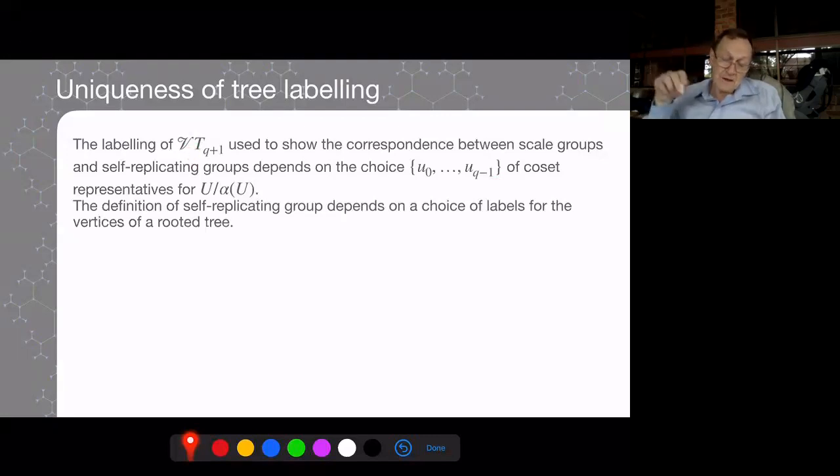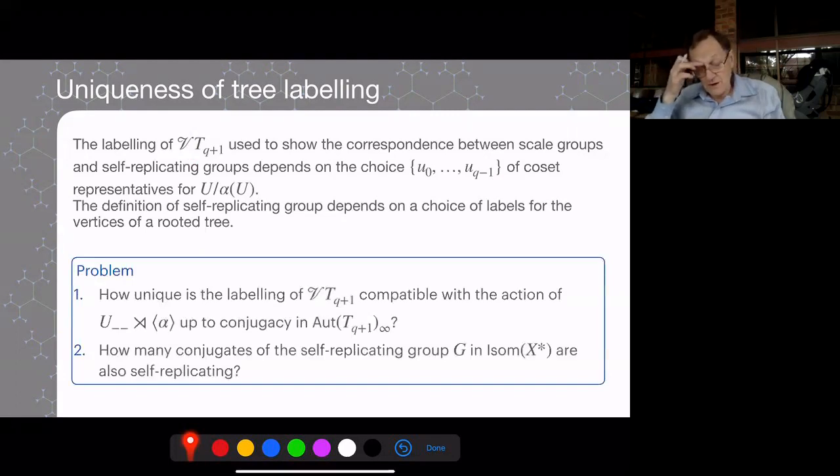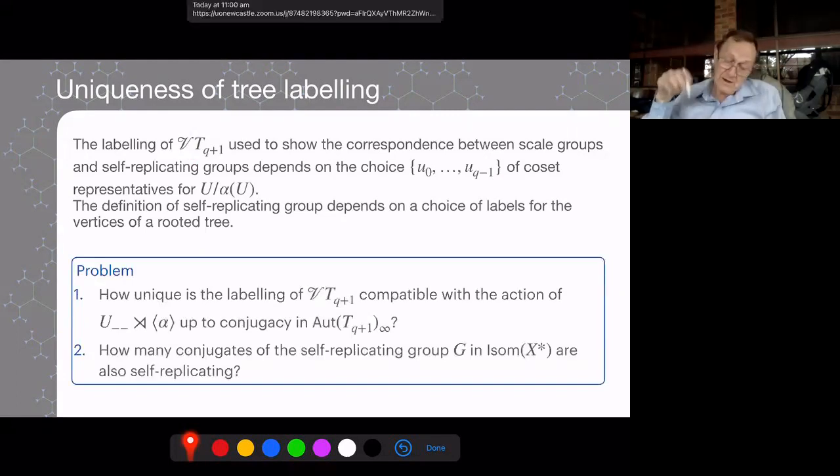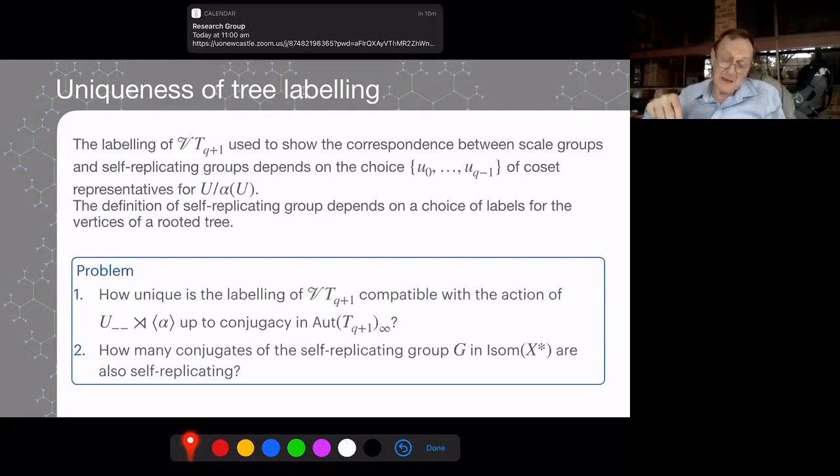And so an actual question here is how unique is this labeling of the vertices that is compatible with the scale group action, or the action of the group product alpha. Now, an equivalent question is, if we have a self-replicating group acting on some rooted tree, how many conjugates of that group are also self-replicating?